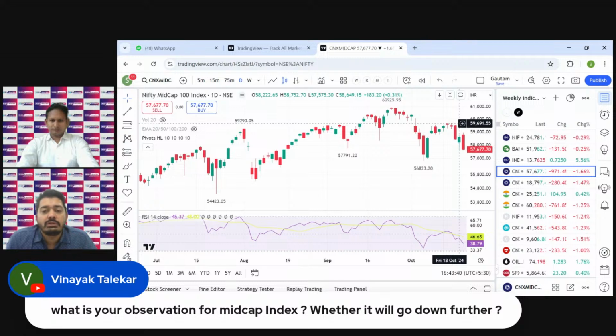So from a really simple answer, yes, we expect this particular index to relatively underperform in the short term, because if you see the RSI, it's currently trading at 38.7. It clearly indicates that there is weakness seen over the last few trading sessions.